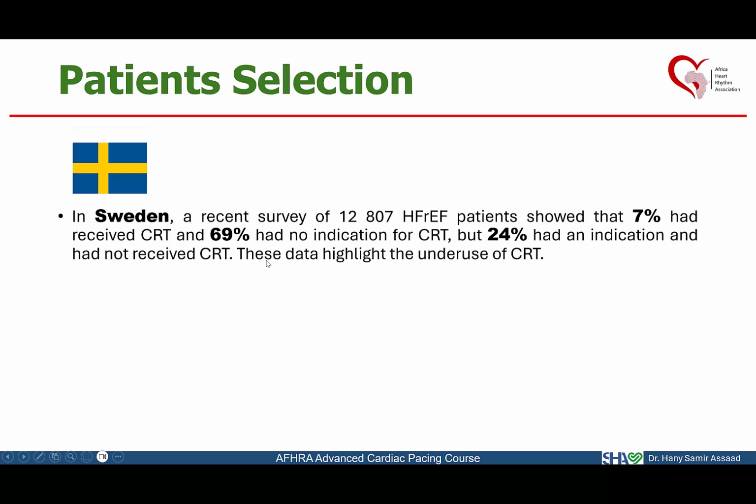In the Swedish registry, a recent survey of 12,000 HFrEF patients showed that 30% of the patients were indicated, and as we said, only 7% of this 30% were really implanted, and the other 24% had the indication but did not receive it.